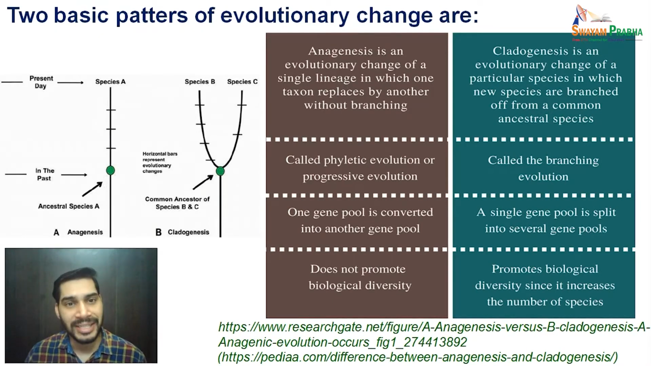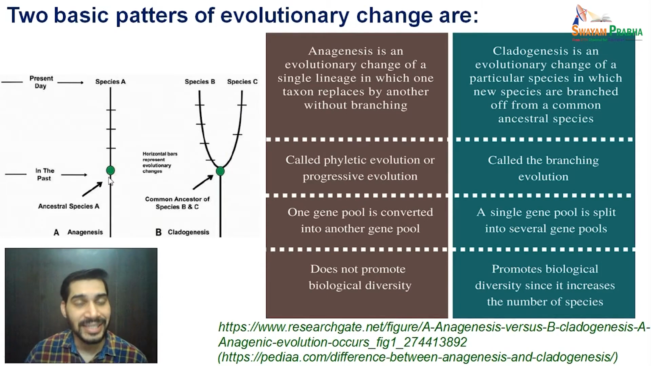Whereas cladogenesis is an evolutionary change of a particular species in which new species are branched off from a common ancestral species. So here you can see there is an ancestral species which is an ancestral species for species B and species C. This gets split off, or it gets branched off, to give rise to two different species.